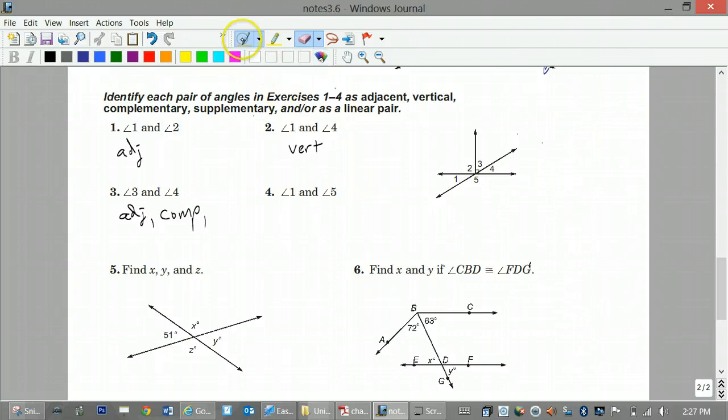Okay. So 1 and 5. Those are adjacent. Are they supplementary? Are they a linear pair? Yep.